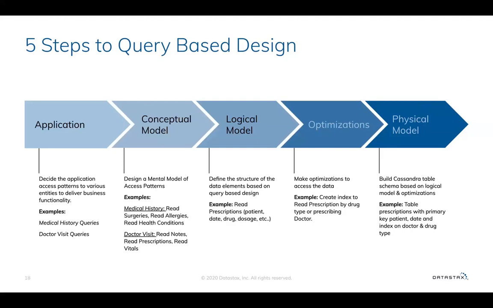So you may want to think, do I need to duplicate the data, or do I need to create an index on that data point? And then everything translates to a physical model, which is to build a Cassandra table and schema based on the logical model that we've decided ahead of time and the optimization that we've applied to that logical model. In an example scenario, you may have a table at the end which stores prescription information where the primary key is patient, date, and then on top of that, you want to index possibly on the doctor and drug to retrieve it by other means besides just the primary key.